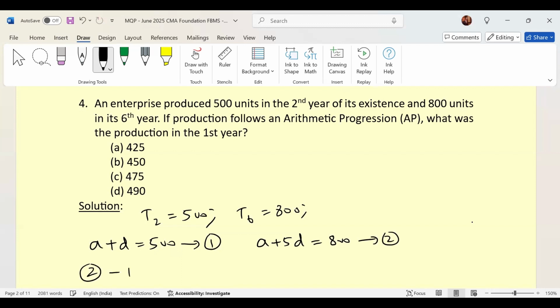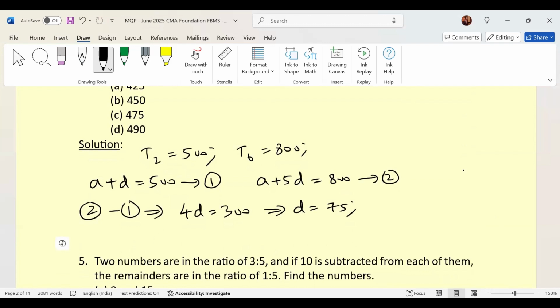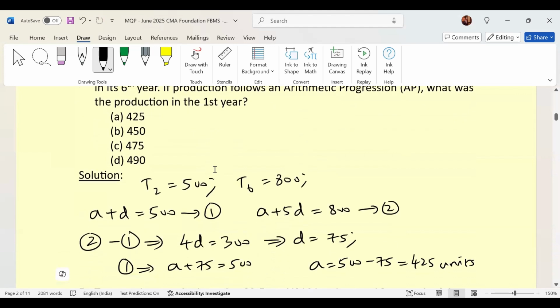Now let us subtract the second equation minus the first equation. A and A get cancelled. 5D minus D will be 4D, and 800 minus 500 is 300, which means our D will be 75. Now that we have the first equation, let me substitute it over there. A plus 75 is equal to 500, which means A will be 500 minus 75, which is 425 units. That is our first year's production. That will be the solution, which means it is option A.